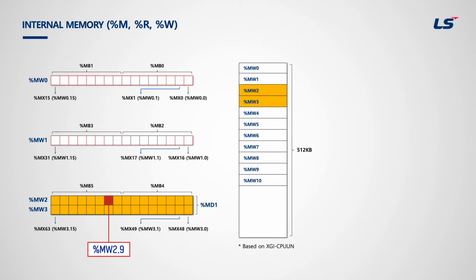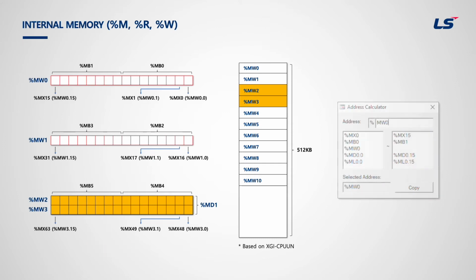Additionally, MW2 word is a part of second double word. Therefore, the bit can also be addressed as MD1.9. Lastly, it is the 42nd bit in long word format, so it can be addressed as ML0.41. For the user's convenience, there is an address calculator in Tool menu. If user types in an address, then the calculator shows the address in different data formats.